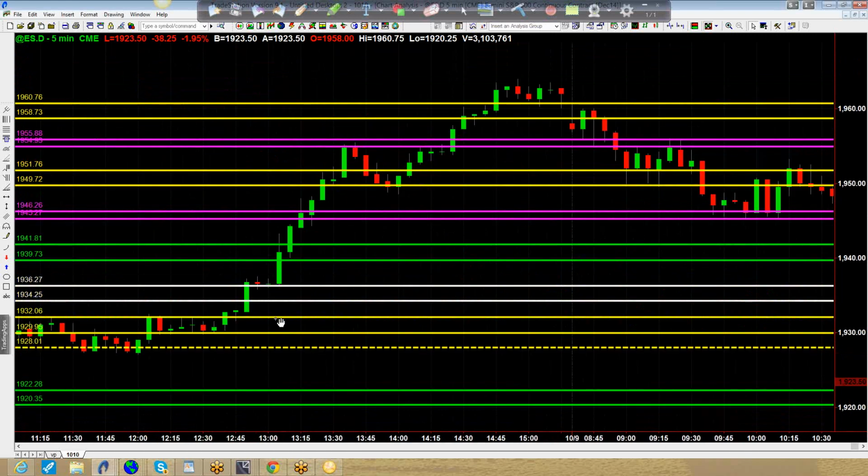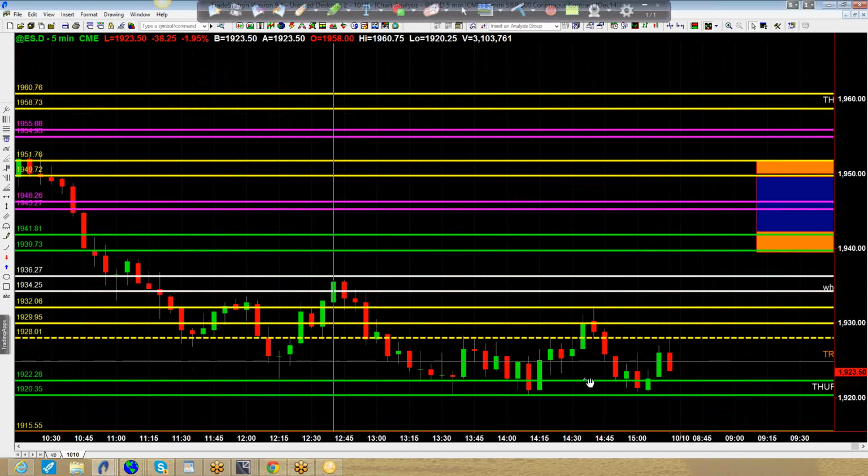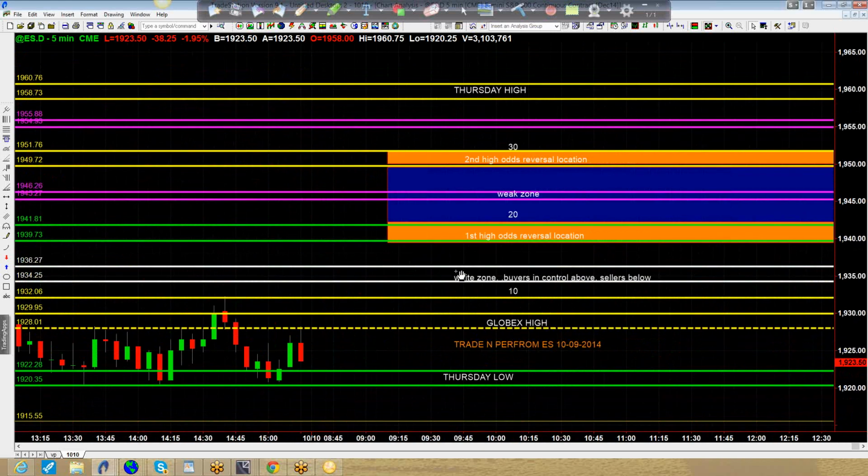Wow, we covered a lot of territory. That's right, 1932 is the pre-FOMC rocket launch area. If we get above 1932, it's important that we reject out of this 36, which was resistance yesterday. But once we reject out of this, it's going to be important that we get back below that 1932, which would create a multi-day trap, if you would, for a pushback lower.